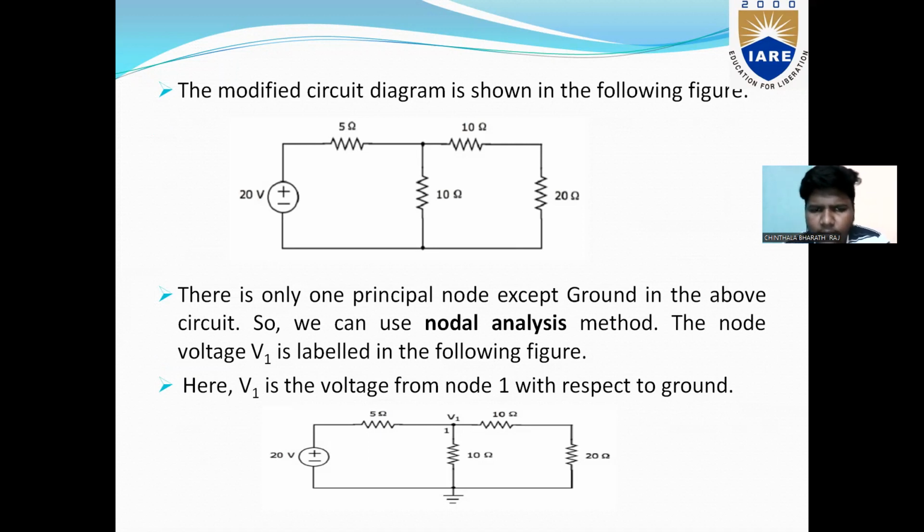There is only one principal node except ground in the above circuit, so we can use the node analysis method. The node voltage V1 is labeled in the following figure. Here V1 is the voltage of node 1 with respect to the ground.